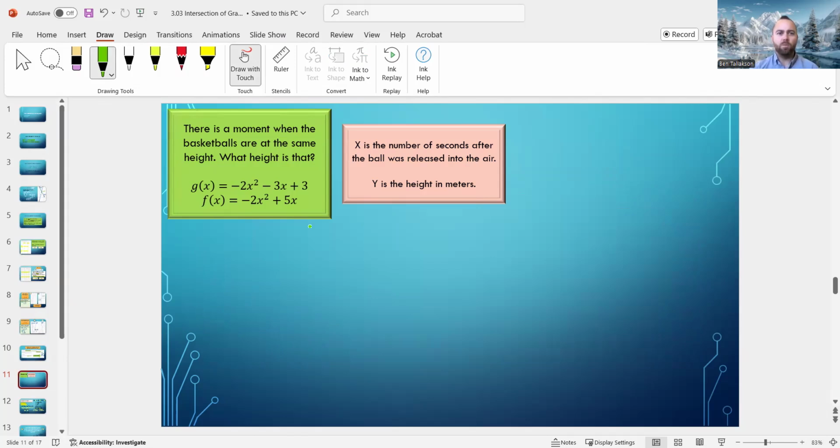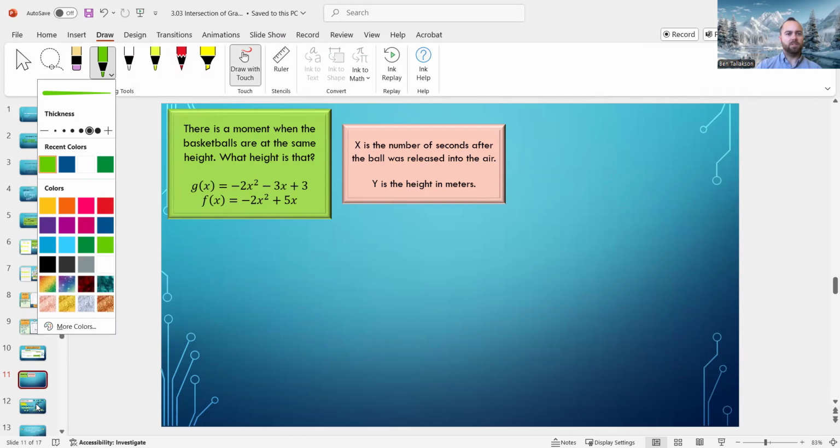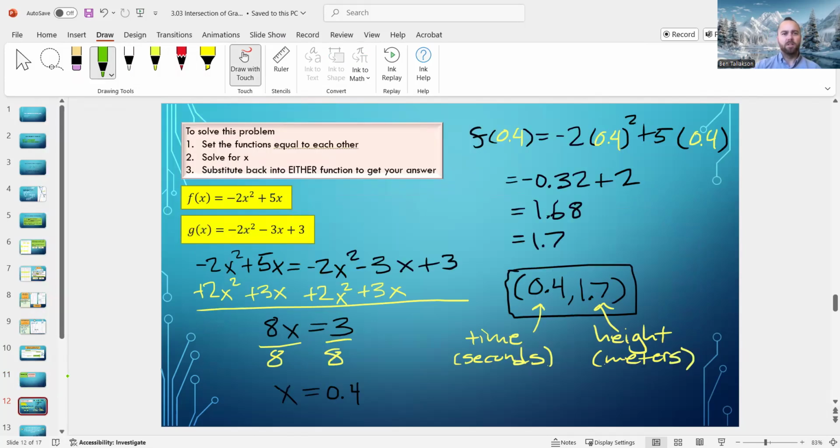We need to figure out when they equal each other, and we need to do it algebraically, right? Because we're not given a graph. So here we go. Let's work it out. Let's see how you did. I actually already did, so let's take a look. Set the functions equal to each other, and then we need to solve for x.